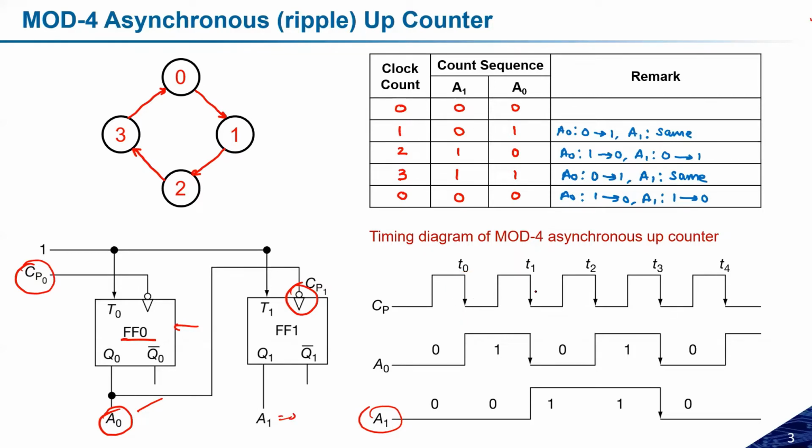Now when the next toggle comes, this will be treated as a clock pulse for A0, so again, because A0 was 1, it will become 0.